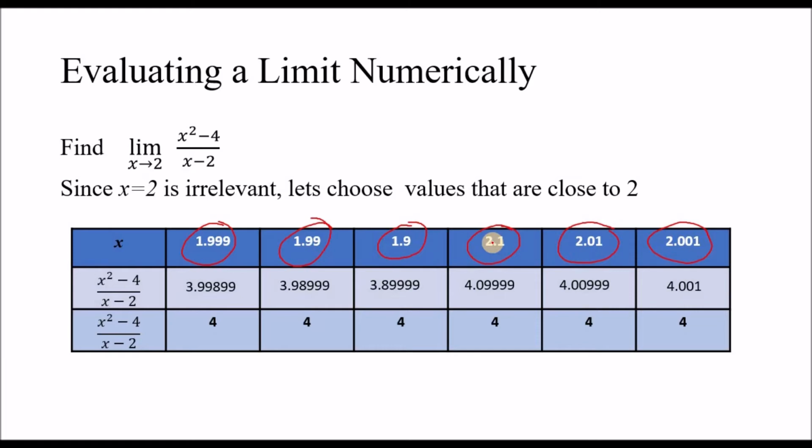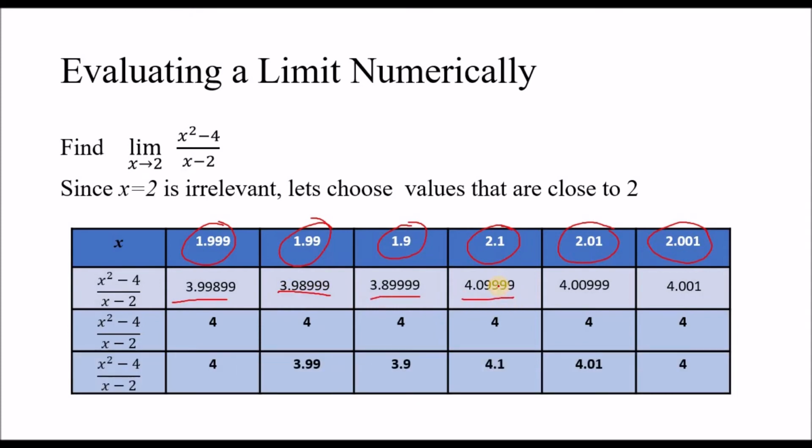I will round those numbers to 2 decimal places and see if I have an agreement. Notice here that I have 2 numbers that agree, which is 4 and 4. So as a conclusion, I'm going to say the limit of x squared minus 4 over x minus 2 as x approaches 2 is equal to 4.